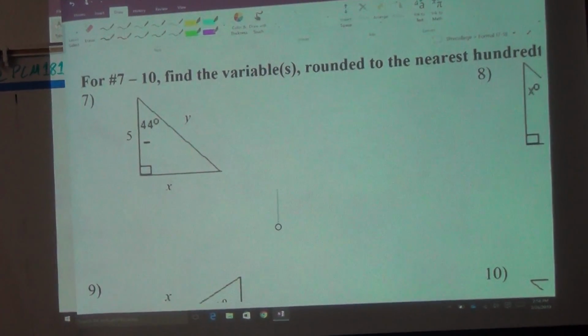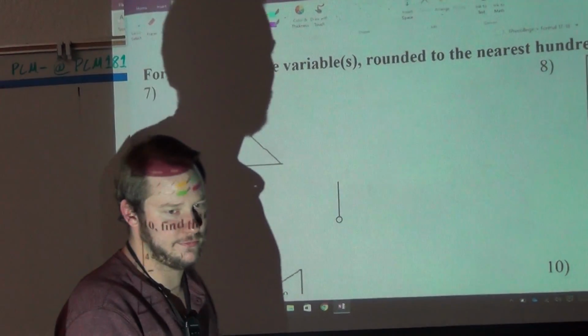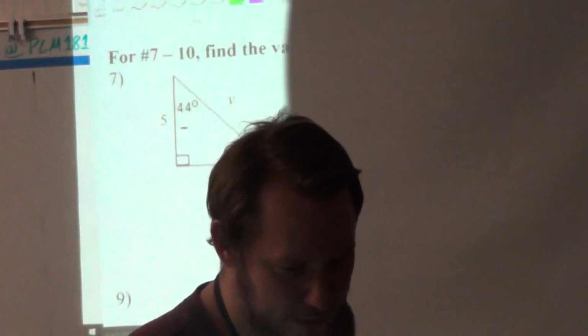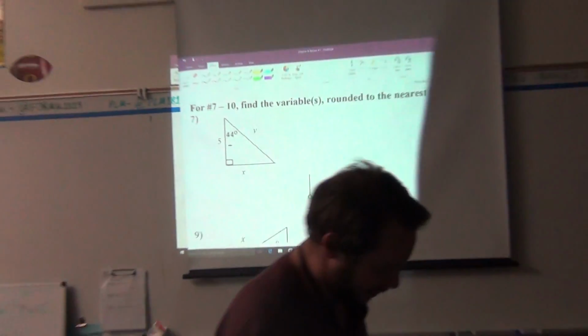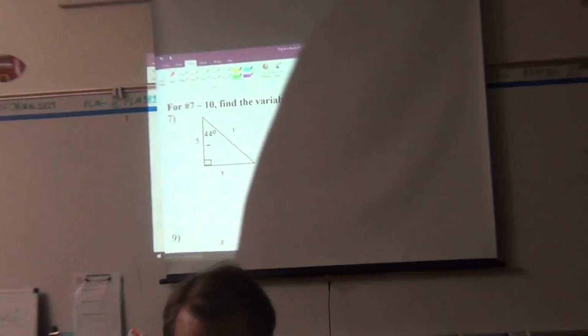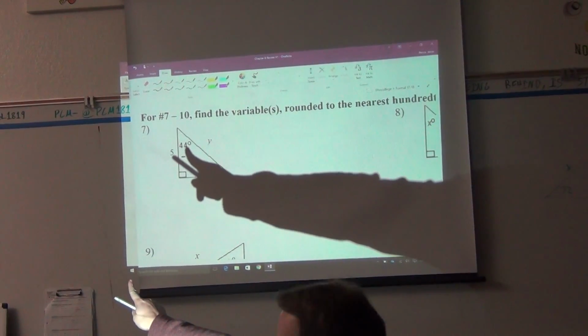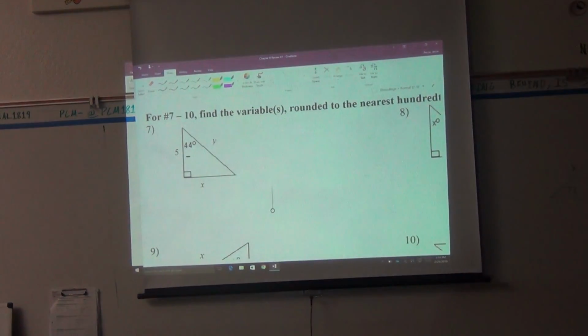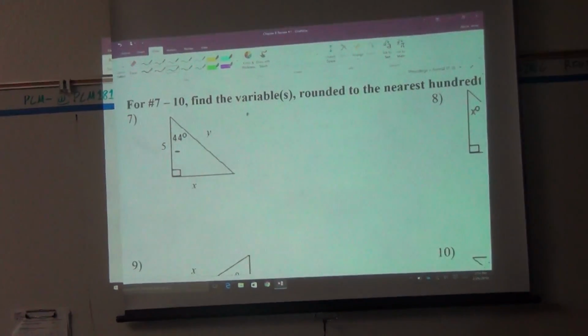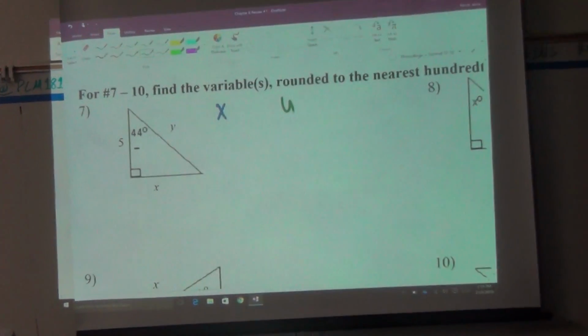All right, welcome to part 2, 7 through some number of problems. Here we go. So we see a right triangle. The most powerful, best thing we can do is right triangle trig. So we're given an angle of 44. We need to go figure out what x is. We need to go figure out what y is.